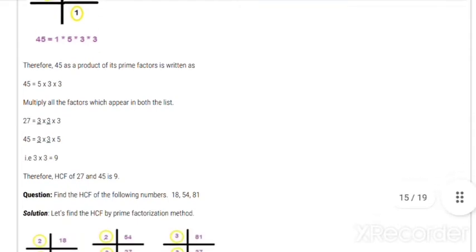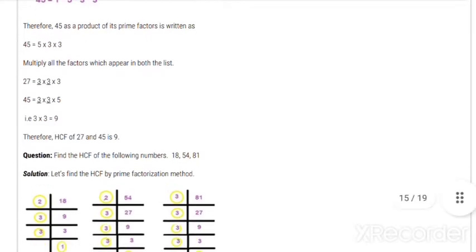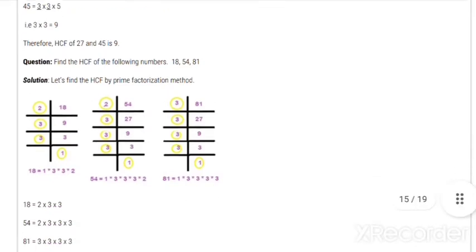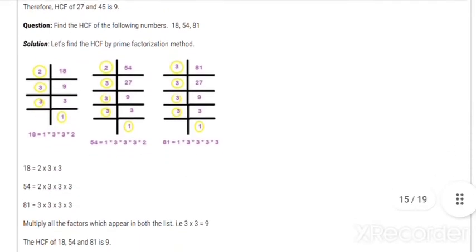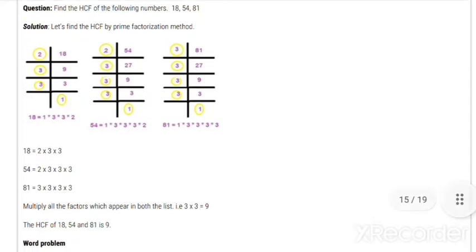Now one question, find the HCF of the following numbers 18, 54 and 81. So children, find the prime factorization of the given three numbers separately, and after that children, look on the screen. 18 is equal to 2 into 3 into 3, 54 is equal to 2 into 3 into 3 into 3, 81 is equal to 3 into 3 into 3 into 3. Now multiply all the factors which appear in all the three lists, that is 3 into 3 is equal to 9. So children, HCF of 18, 54 and 81 is 9.